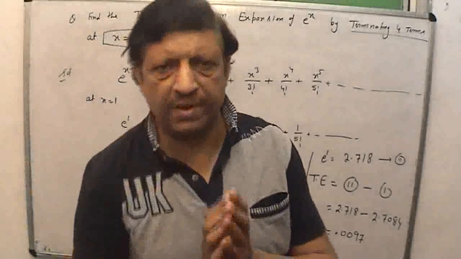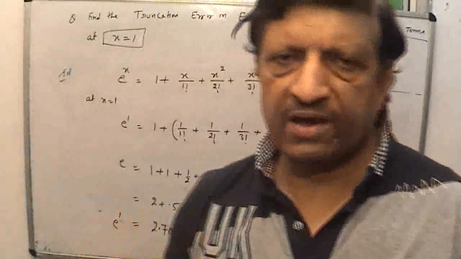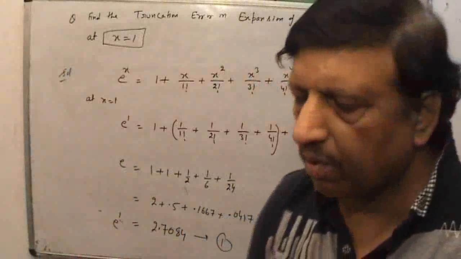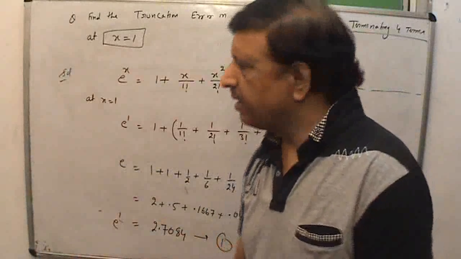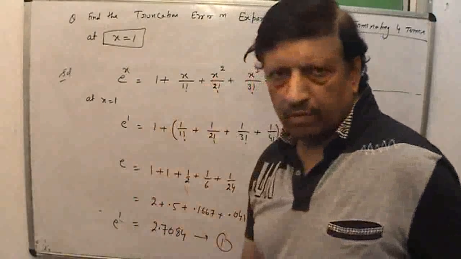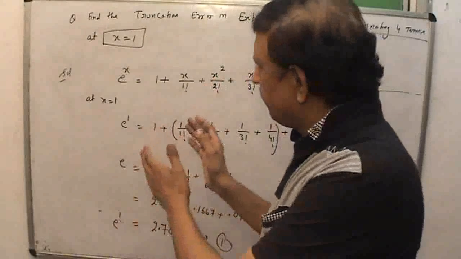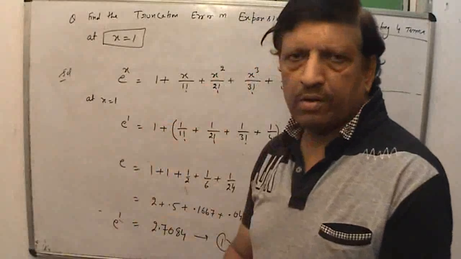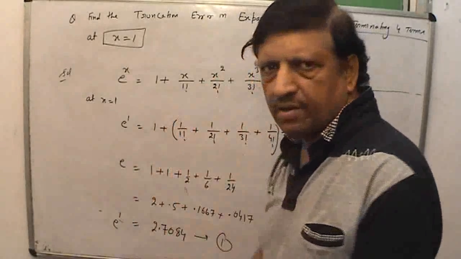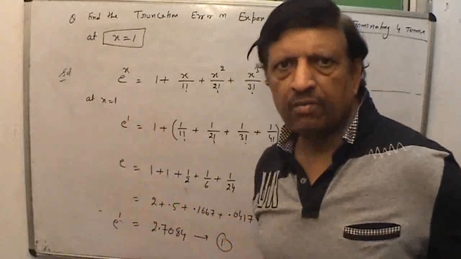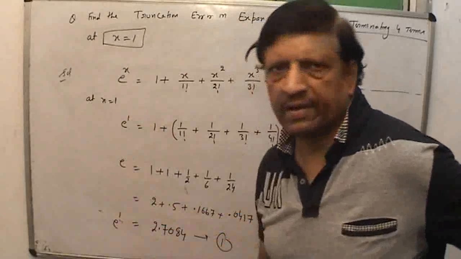This power series may be e raised to the power x, or any trigonometrical, or any Maclaurin's or Taylor's expansion. But here in our topic, computer oriented numerical techniques, this example is the most important example for the truncation error.